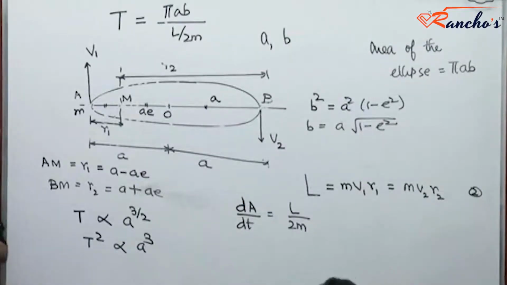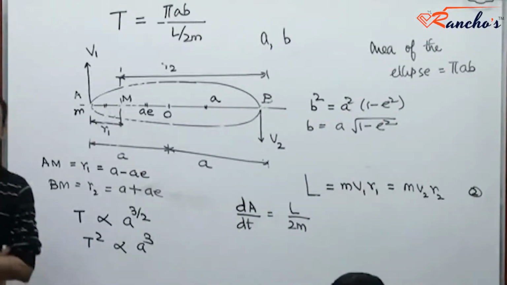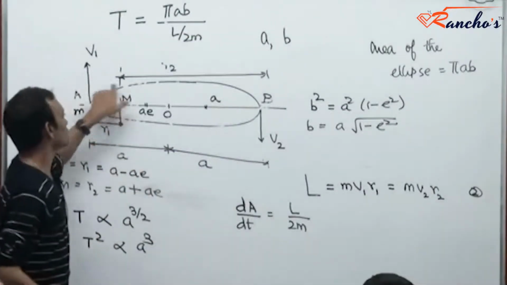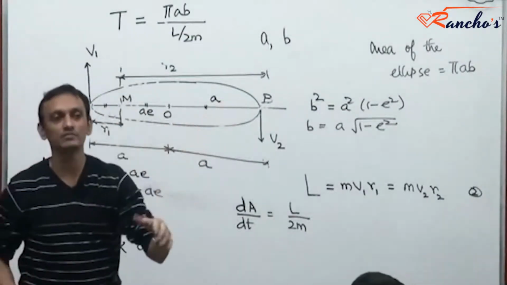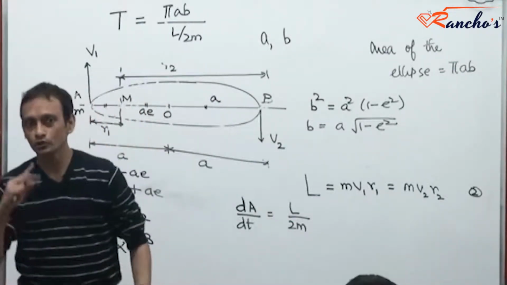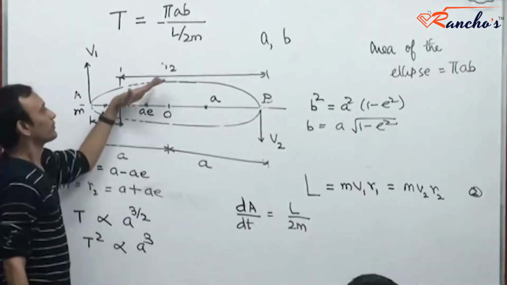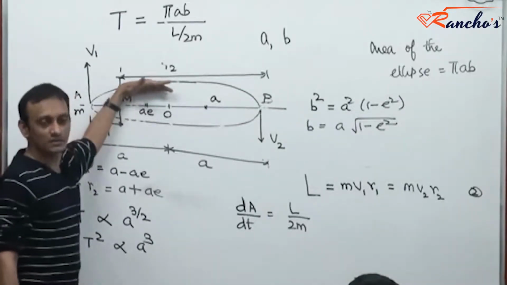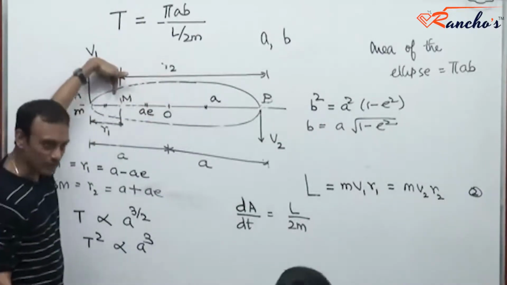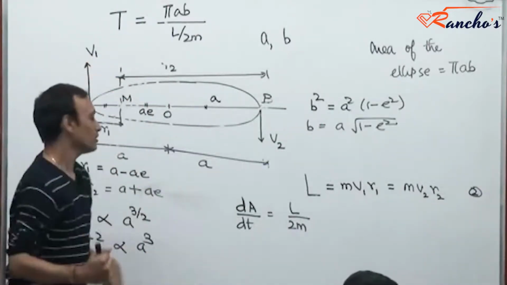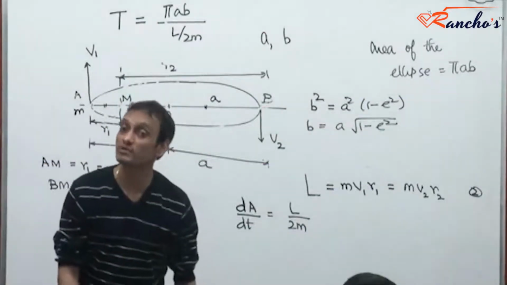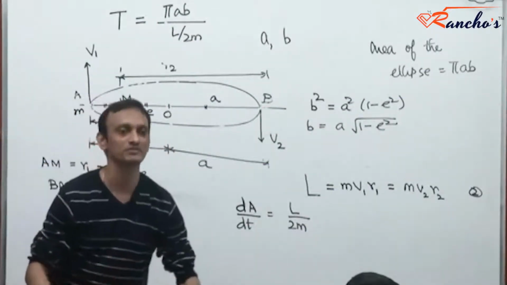So then, in principle: 1, if this is the sun and this is the planet, then the planet will describe an elliptic path with the sun as one of the foci. 2, the earth or any other planet will describe equal areas in equal intervals of time about the sun. 3, the square of the time period of revolution will be proportional to the cube of the semi-major axis. And this sums up Kepler's laws.